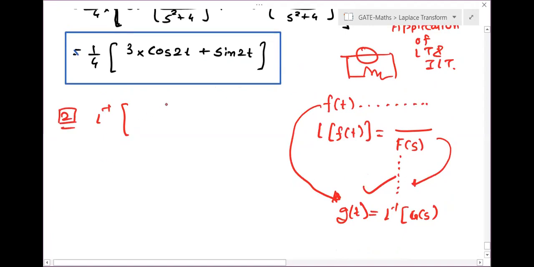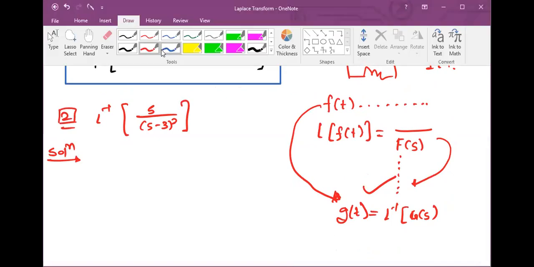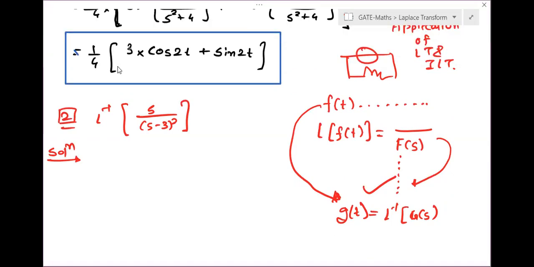So let us see here, Laplace inverse of S divided by S minus 3 whole square. How can we find Laplace inverse of S divided by S minus 3 whole square? Do we have any direct formula? No. But one thing we can do over here: if anyhow we can remove this minus 3, then it will be only S square. Then after simplification, we can get this formula.